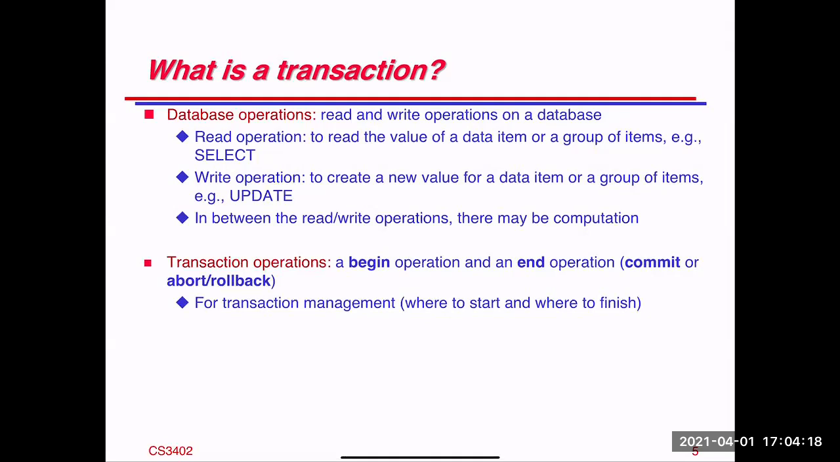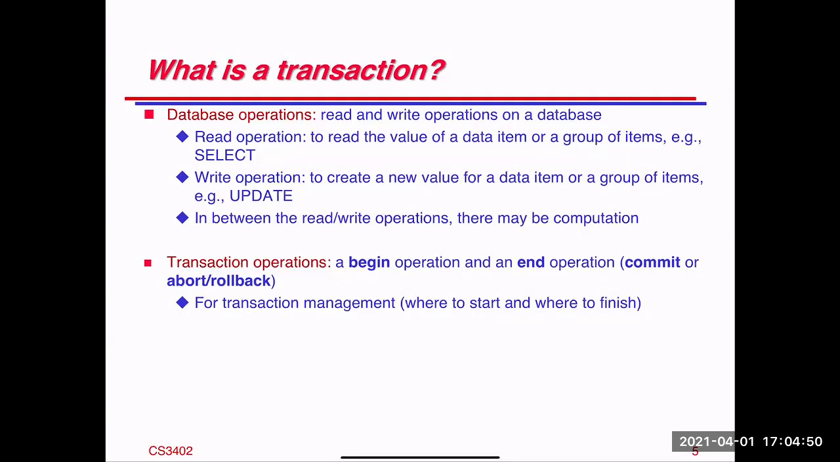So we have a begin operation that tells the DBMS that this is the point where the transaction starts. In some cases, that is implicit. And we also have an end operation. That is usually a commit or an abort or rollback. In some cases, we want to discard the transaction. In that case, we need to abort it. Of course, these transaction operations are used for managing the transaction, right?